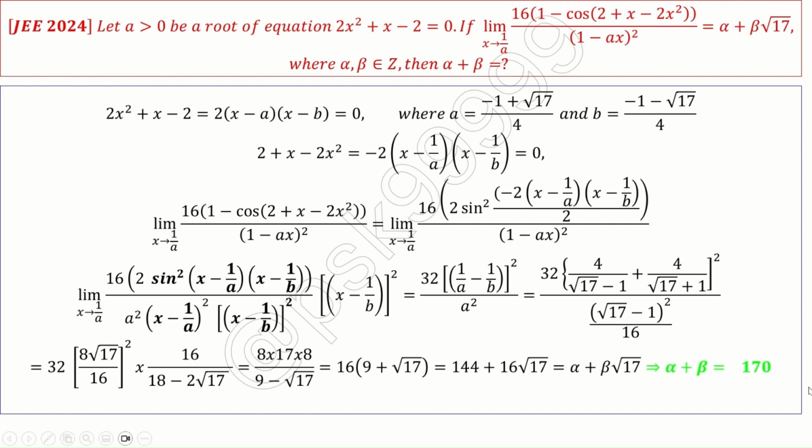You will finally get 144 plus 16 times square root of 17, which is in the form of alpha plus beta square root of 17. So my alpha plus beta is nothing but 170. That's the answer. Okay.